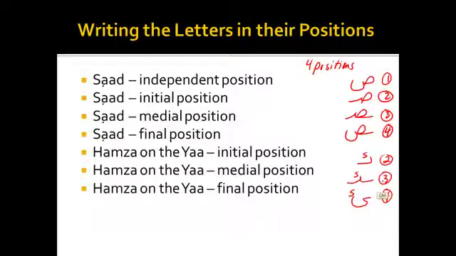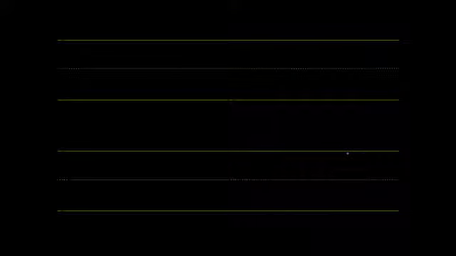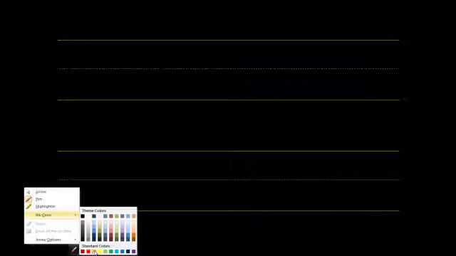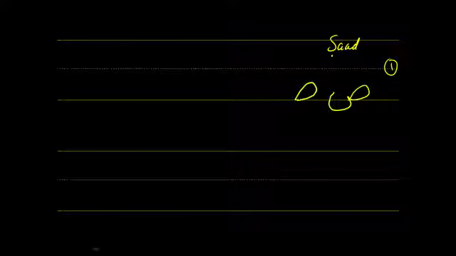Okay, let's write these letters a few times, and you'll get a better idea about how they look. I'm going to change my color here to yellow. So we have here the Saad. In the independent position, the Saad looks like this. Teardrop, and then dip below the line. Again, teardrop, dip below the line. One more time, teardrop, dip below the line.